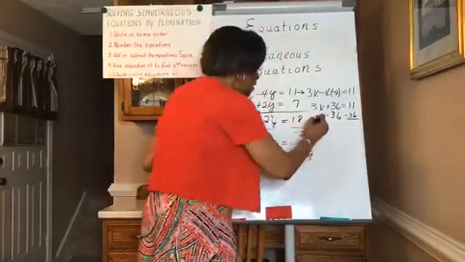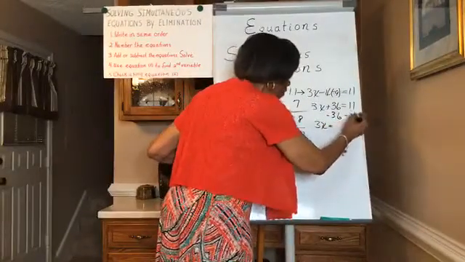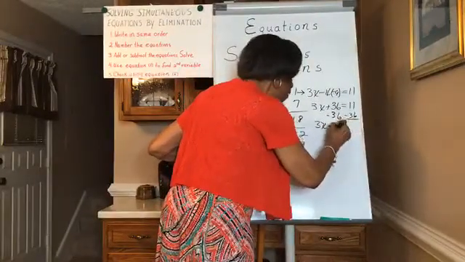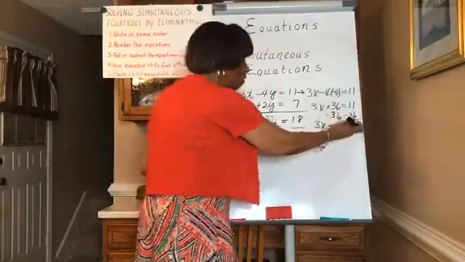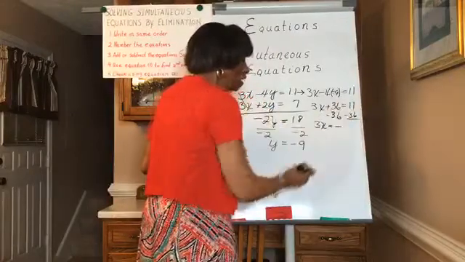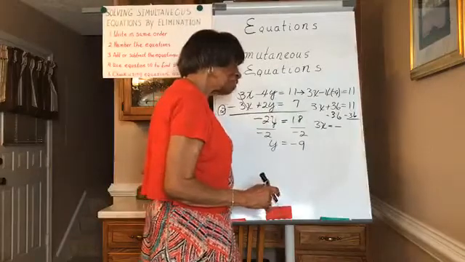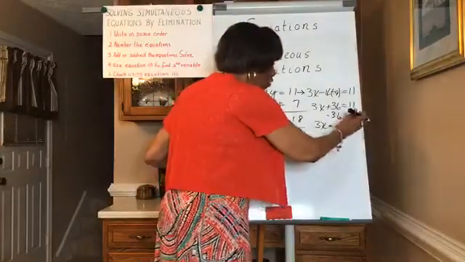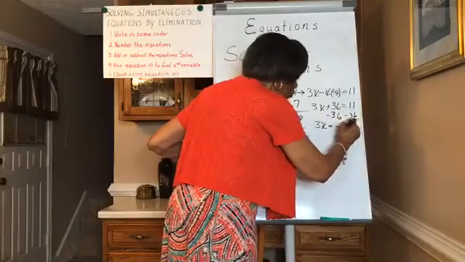Okay, and we get 3x equals negative. Now, how do we know it's negative? Because the absolute value of the 36 is 36, and the absolute value of 11 is 11. The one with the larger absolute value is negative. Then we subtract 36 minus 11, and we get 25.